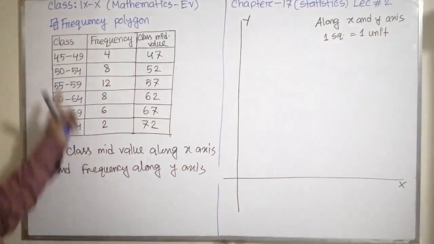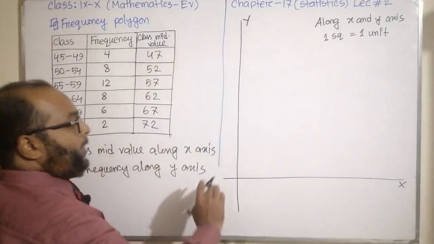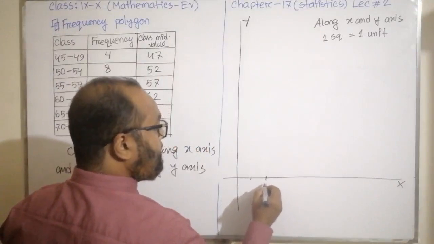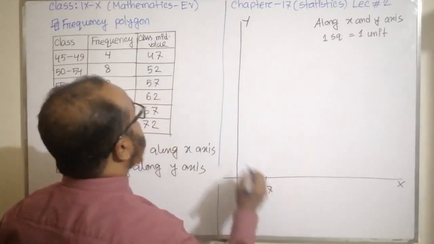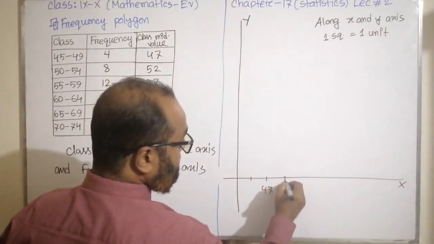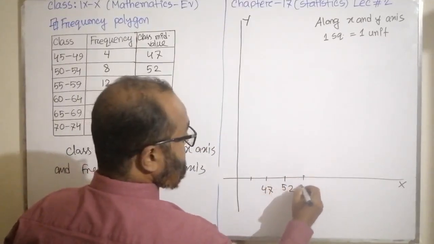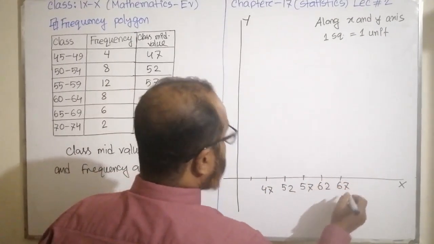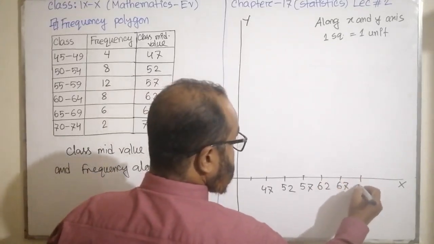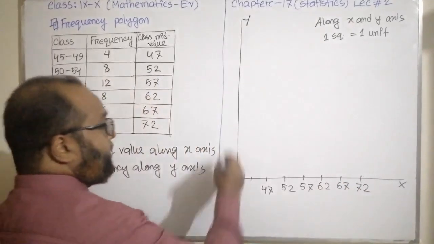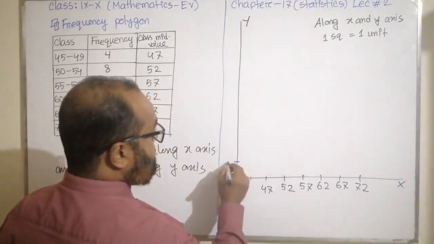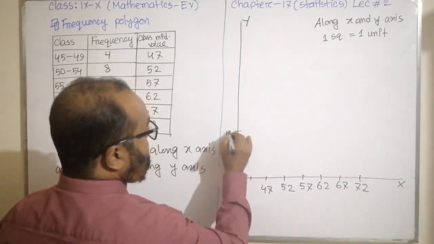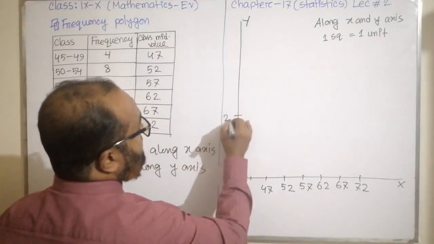Okay, now along the x-axis write 47 from the 10th square, this is 47, and this is 52, this is 57, this is 62, this is 67, and finally this is 72. And along the y-axis this is 5, this is 10, this is 15, this is 20.